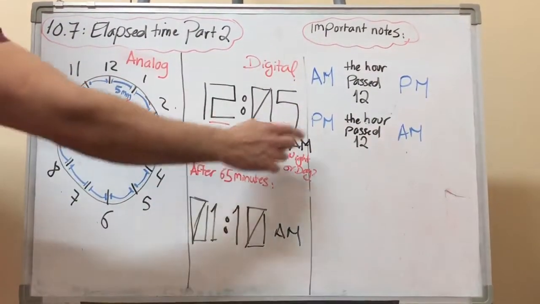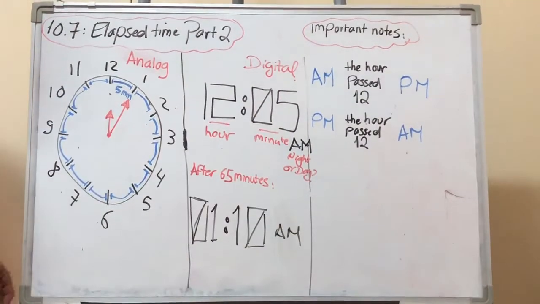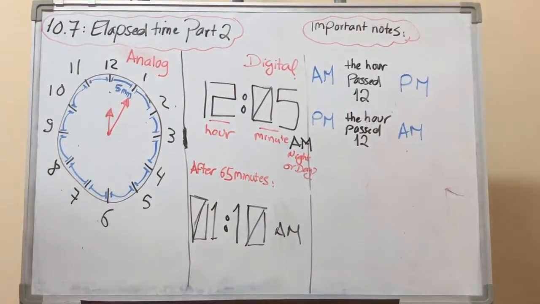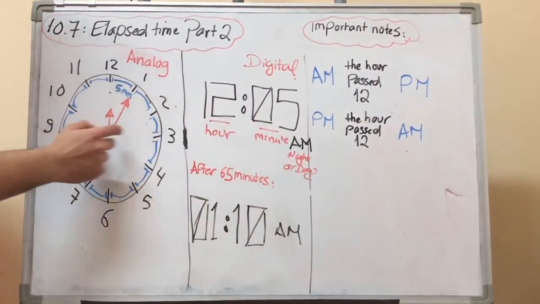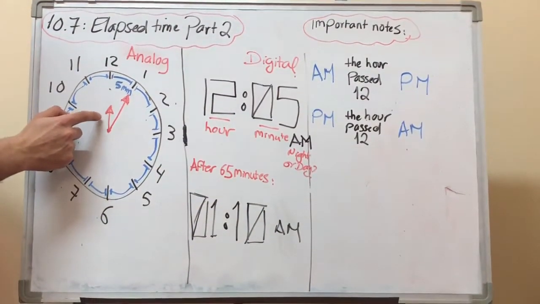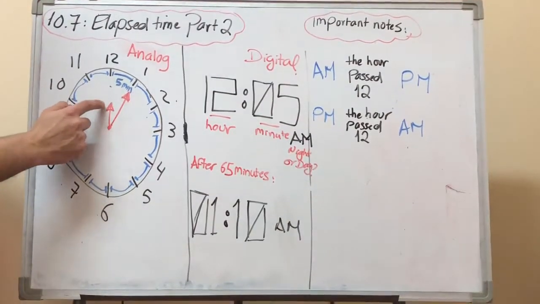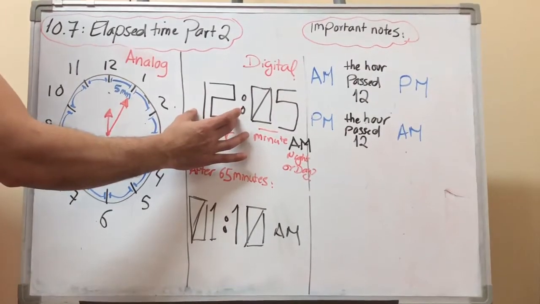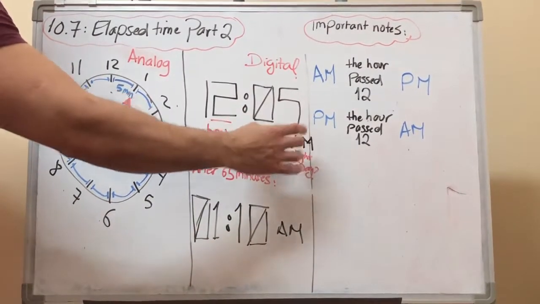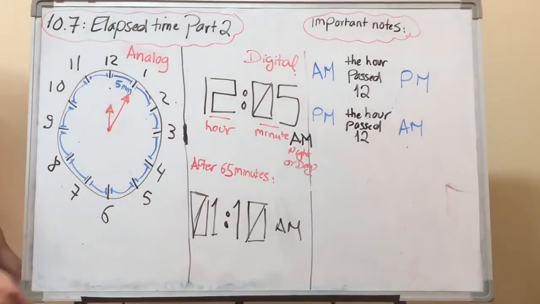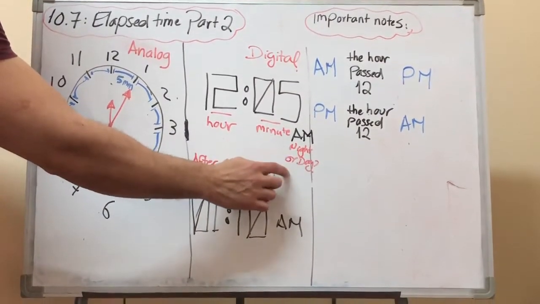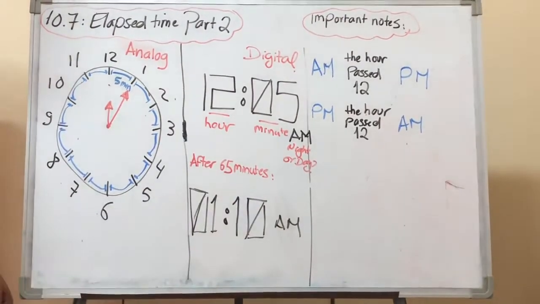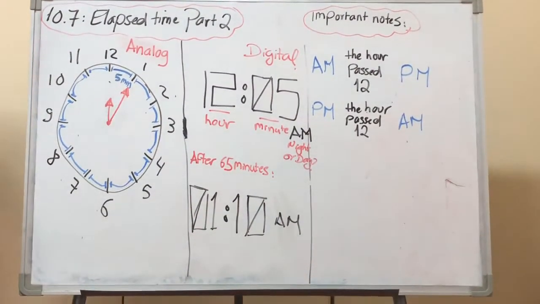This is the digital clock. If you have a digital clock, this is how you're going to see the time. Here it's 12:05, which is exactly what is represented here: 12 and 5 minutes. This part represents the hours, and this part represents the minutes. What about the AM? AM or PM represents if it's night or day. If it's AM, then it's day, it's morning. If it's PM, it's night, it's evening.